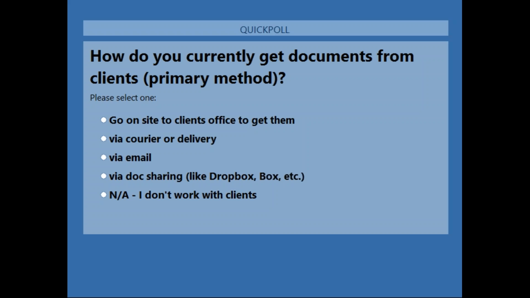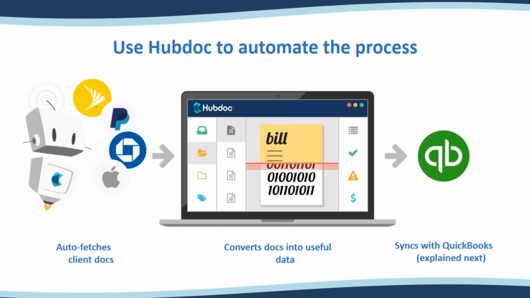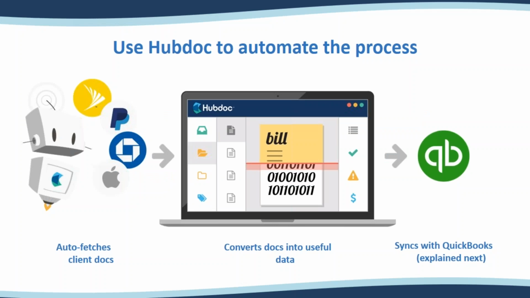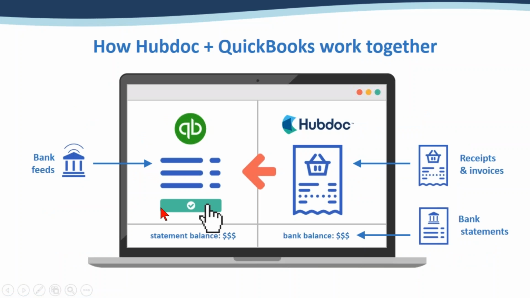All right, 3 more seconds on this poll question. 3, 2, 1, and done. So I'm going to share the results real quickly. 42% are doing email and 31% document sharing. Both of these, it's great that you don't have to go on site. 14% of you are going on site, that's really a hassle. 8% courier or delivery, but the vast majority are doing email or doc sharing, but that's still inefficient and unsecure, like Hector mentioned. And then you still have to get those transactions into QuickBooks and get the documents hopefully attached to some of those transactions. So there's still a lot of inefficiencies that we're dealing with there. So that's one thing to keep in mind.